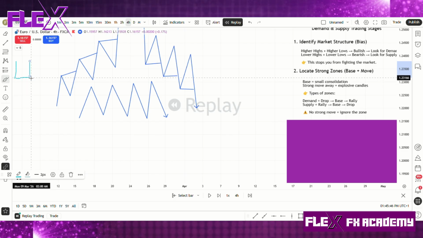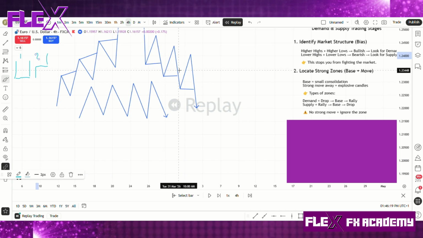Another scenario we can be looking for in this bullish market is a rally. The market rallies up aggressively, creates a base, and continues to rally up again. This is called a rally-base-rally. So these are the two scenarios we're looking for in a bullish market, scenario 1 and 2. When we get to the chart, you'll be able to understand this better.